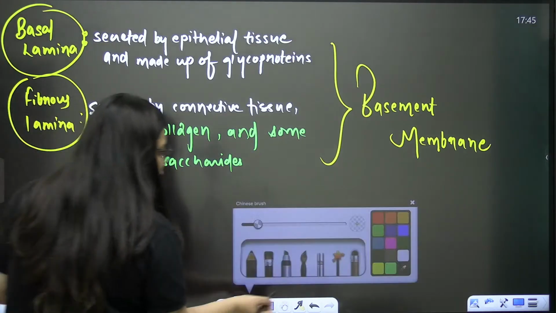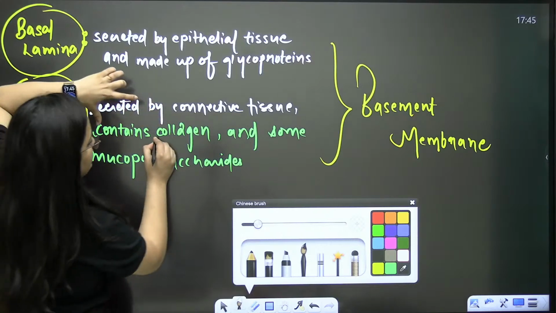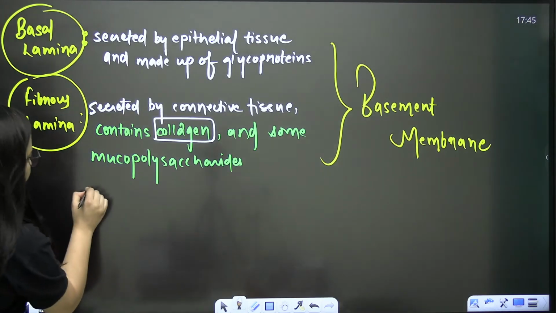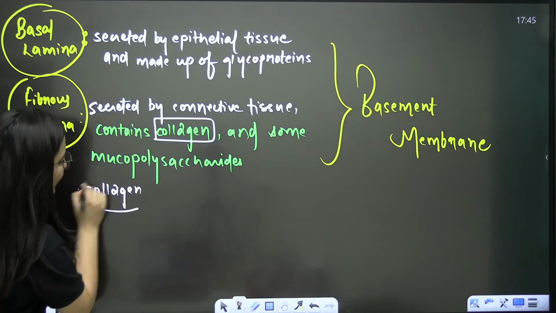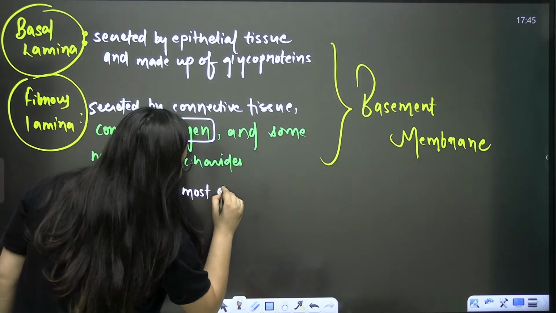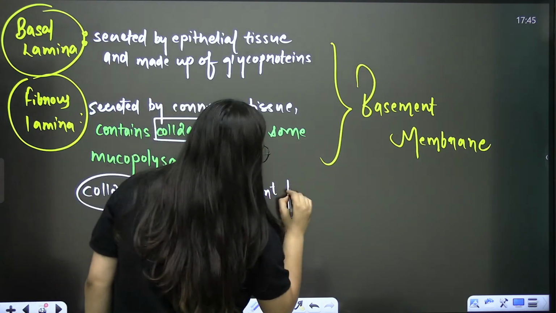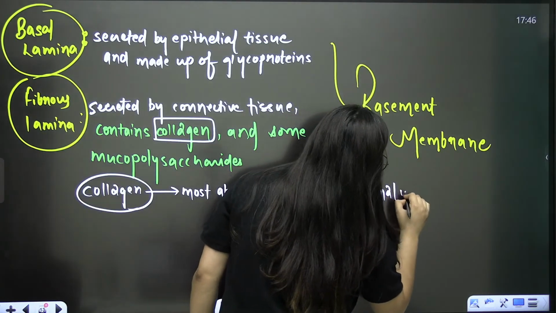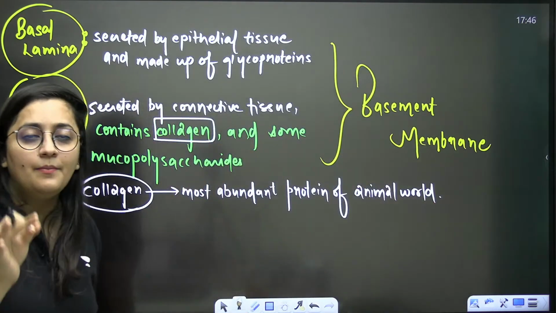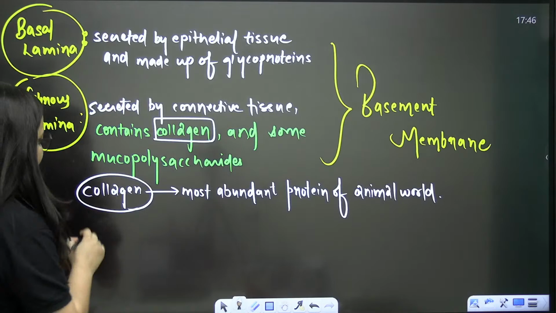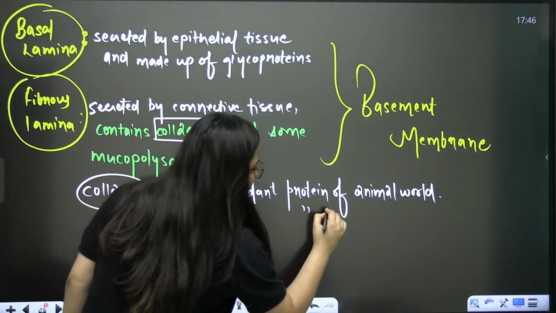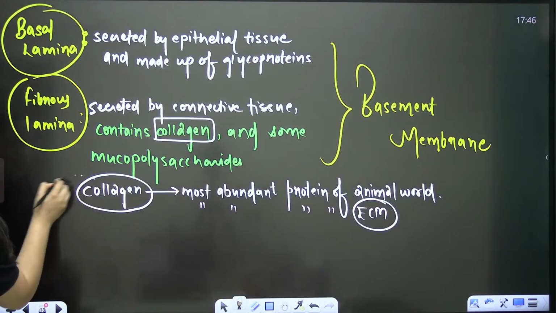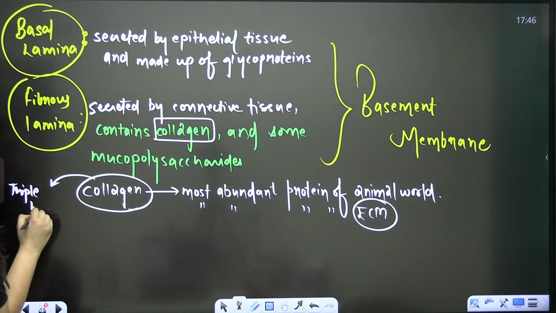Now I have used one word here, collagen. What is collagen? I hope you have attended my biomolecule classes. Always remember, collagen is a triple helical protein. It is the most abundant protein of the animal world, and even you can say it is the most abundant protein of the extracellular matrix. It is present in the extracellular matrix, and this collagen protein has a triple helical structure.